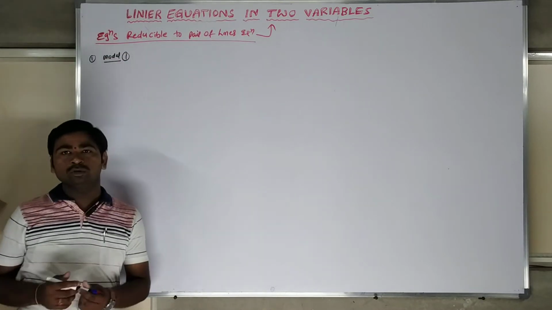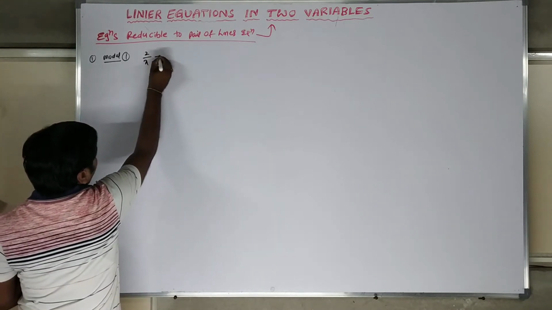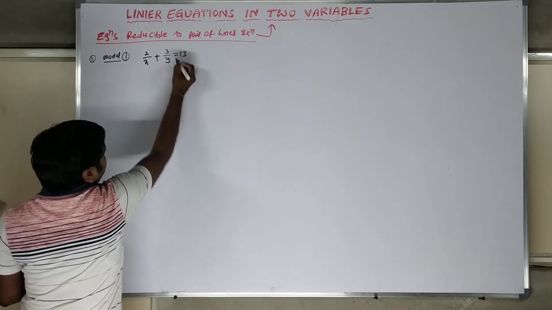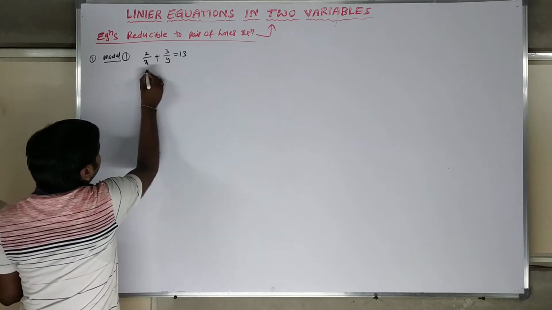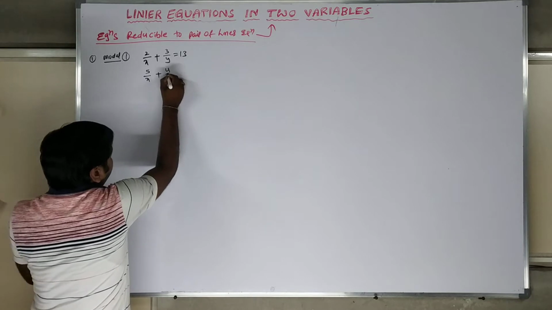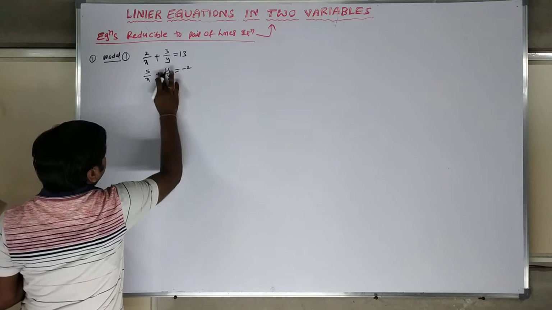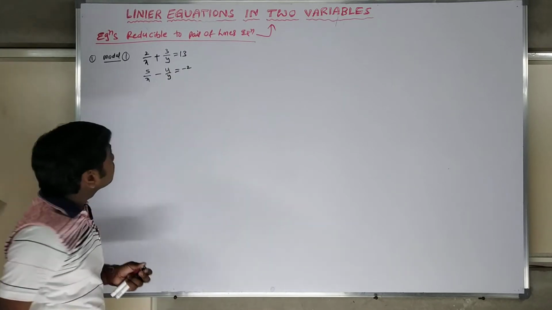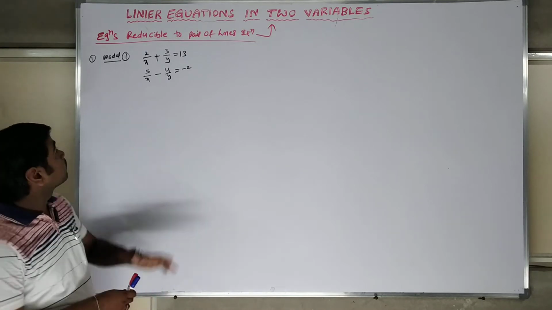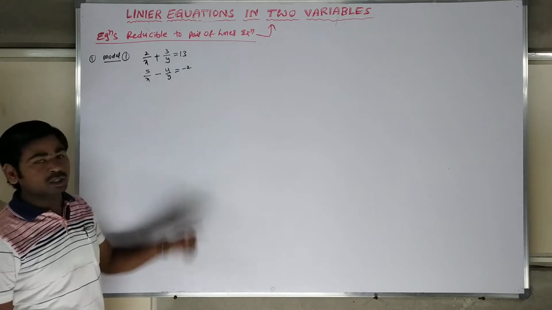So, model 1 approach. Let us take a problem. The problem is: 2 by x plus 3 by y is equal to 13, and 5 by x minus 4 by y is equal to minus 2. This is the minus, okay, right, minus. This is the question we are having: 2 by x plus 3 by y is equal to 13, 5 by x minus 4 by y is equal to minus 2.